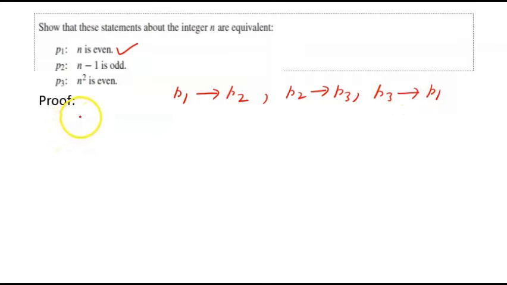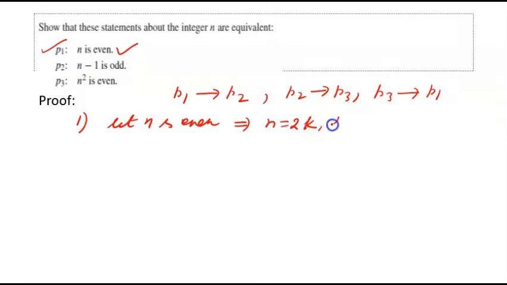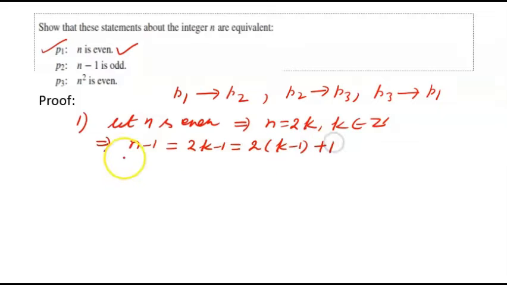So let us do it quickly. First, I start with P1. Let n be even. So it means that n is equal to 2k for some integer k belonging to Z. So this implies, what is n minus 1? n minus 1 is equal to 2k minus 1, which can be written as 2 times (k minus 1) plus 1. So since n minus 1 can be written as twice some integer plus 1, we can conclude that n minus 1 is odd, right?